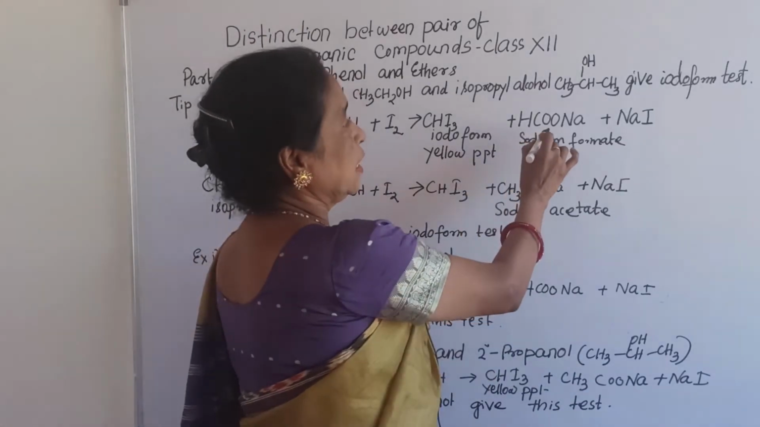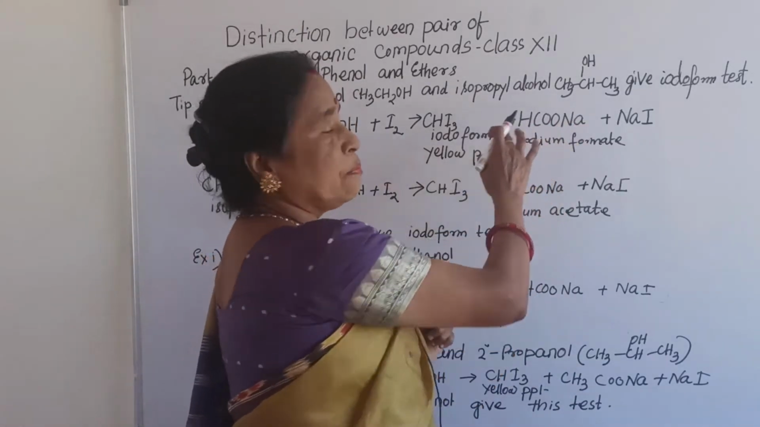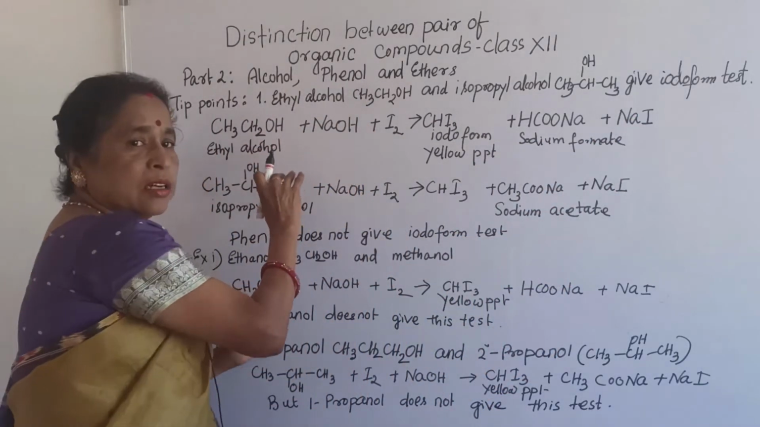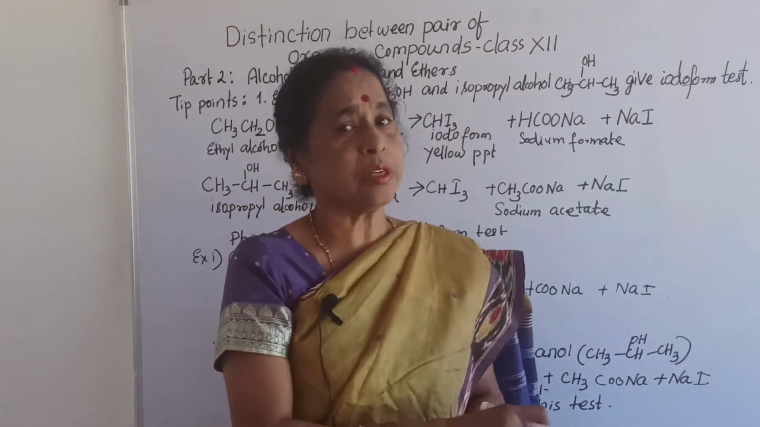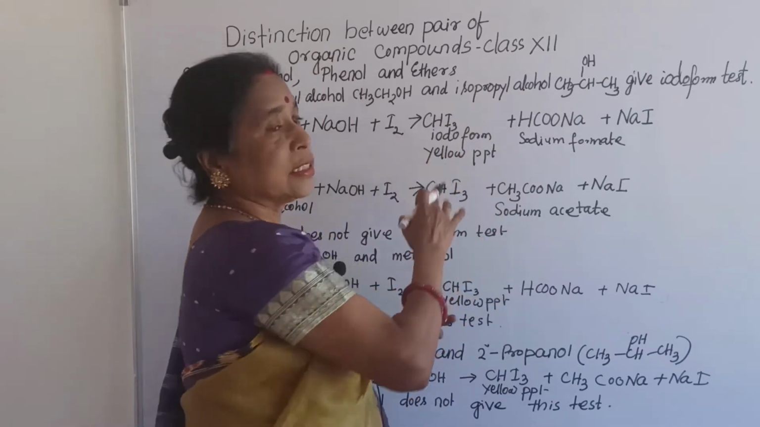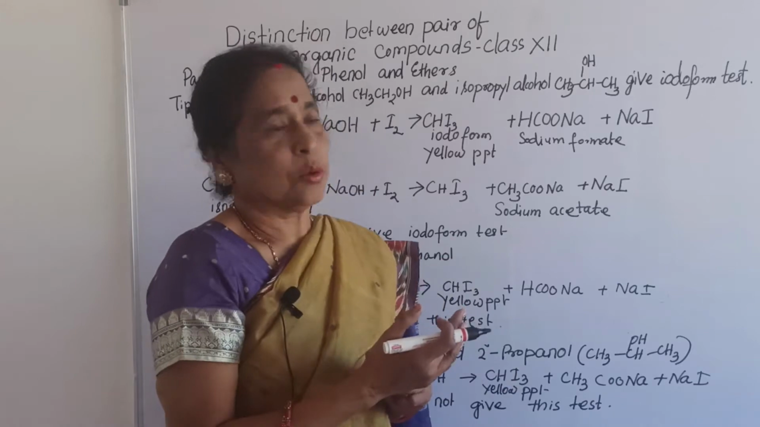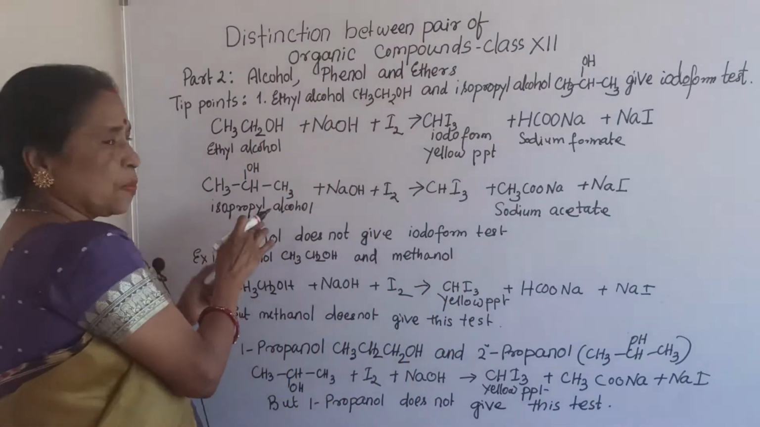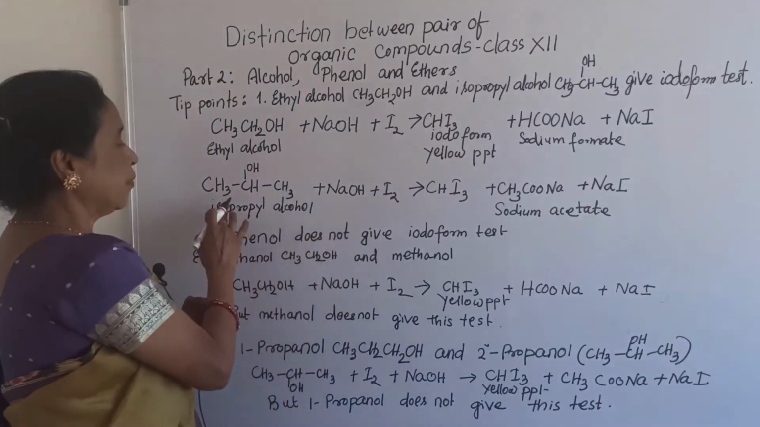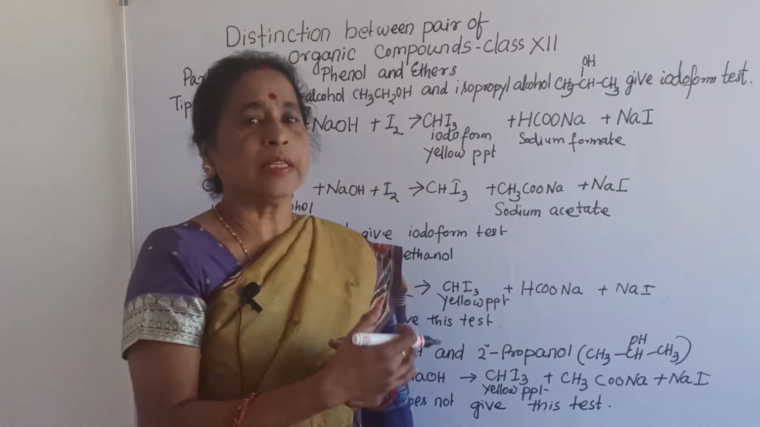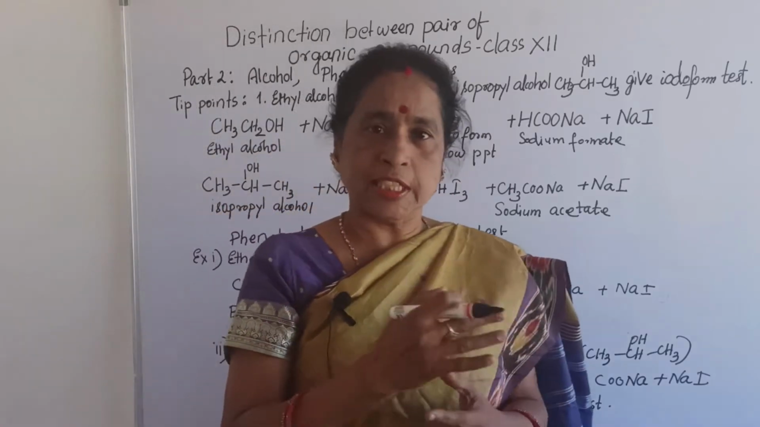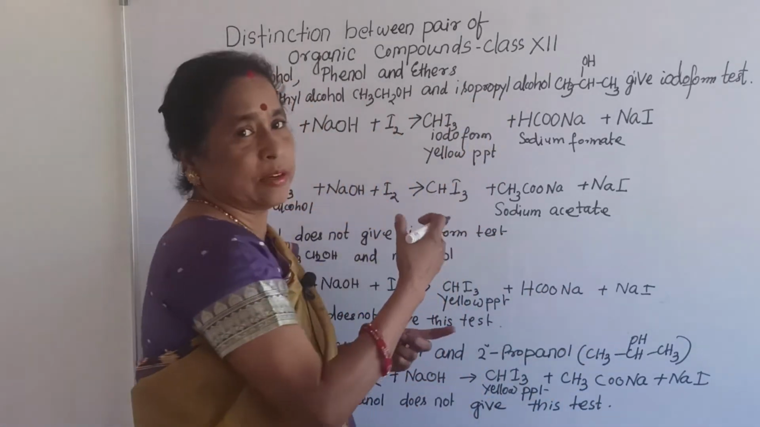And here HCOONa, what is the name? Sodium formate, and NaI, sodium iodide. That means when ethanol is treated with sodium hydroxide solution and iodine, it gives iodoform, the formula CHI3, the color is yellow precipitate. Similarly, isopropyl alcohol, that is a secondary alcohol, and the IUPAC name is 2-propanol. If 2-propanol is treated with sodium hydroxide and iodine, what happens? It also gives iodoform CHI3, the color is yellow, and what is the byproduct?